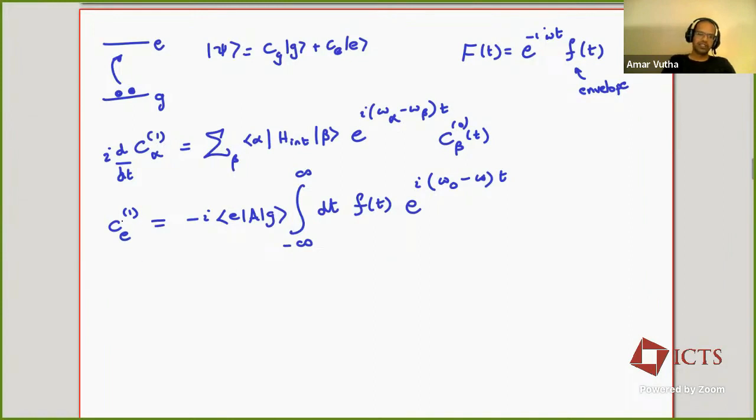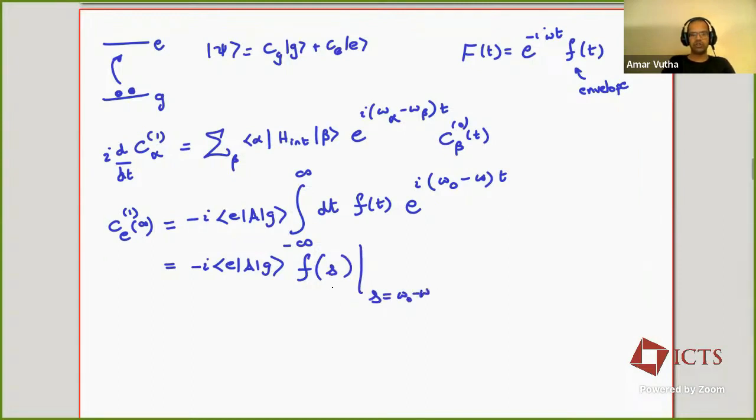Okay, so basically the excited state amplitude at some time that's well after your pulse has been switched off, which we can call infinity here, this amplitude is nothing but the Fourier transform of the envelope function. Okay, and so I can, with some slight bit of abusive notation, just write this as the Fourier transform of little f from the time domain to the frequency domain, evaluated at omega naught minus omega.